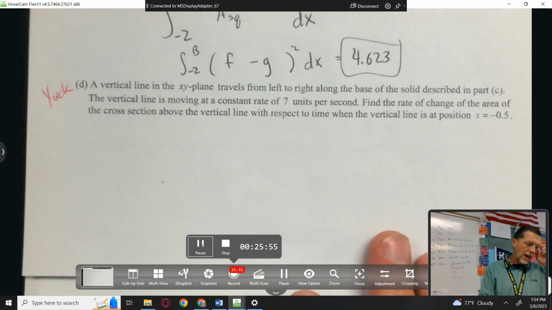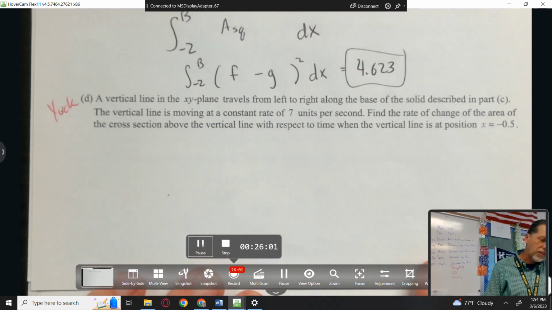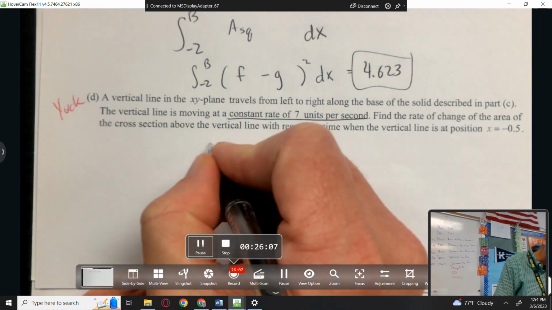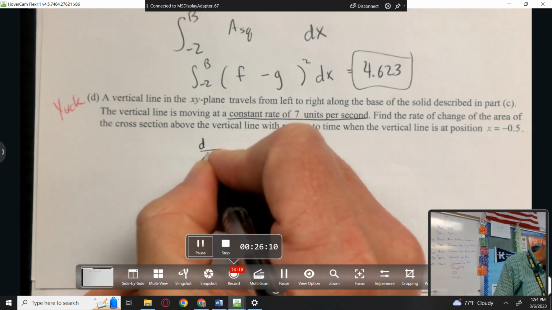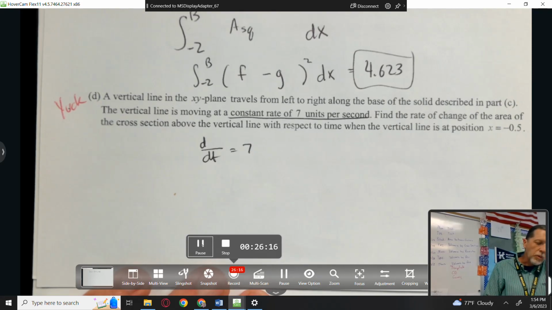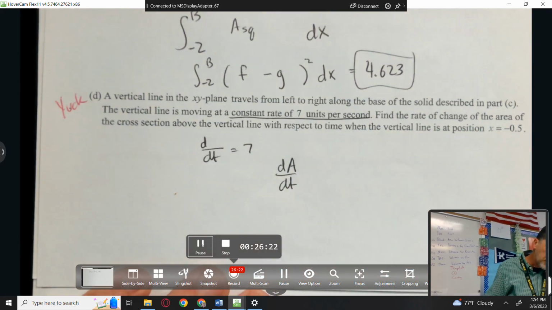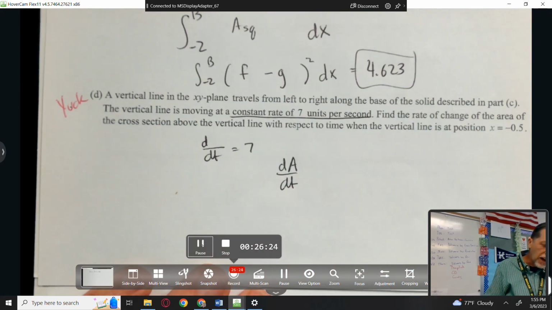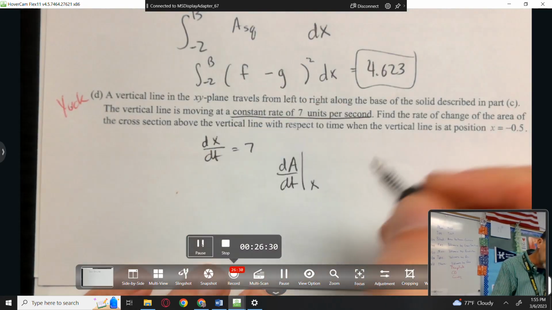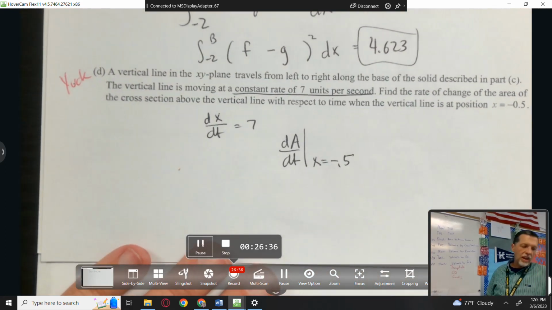A vertical line in the xy plane travels from left to right along the base of the solid, described in part C. The vertical line is moving at a constant rate of 7 units per second. So something dt is 7 per second. Find the rate of change of the area of the cross section above the vertical line with respect to time when x equals negative 0.5. So dx dt is 7, dA dt is what we're looking for.